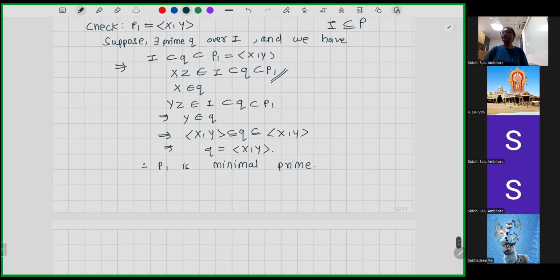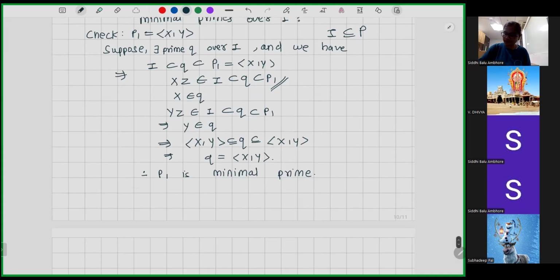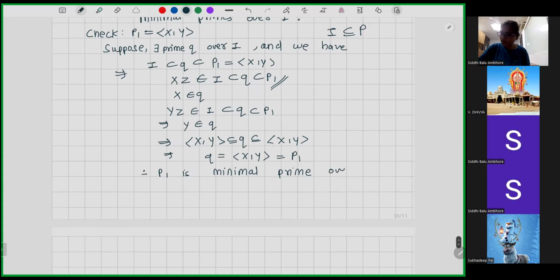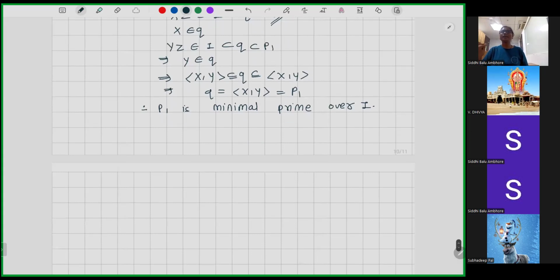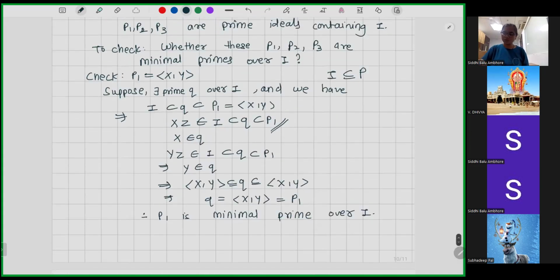And similarly for yz, we get y contained in Q. So the ideal generated by x and y is contained in Q. But Q is contained in P1, which is the ideal generated by x and y. So therefore this Q is in fact the ideal generated by x and y, which is P1. So therefore P1 is a minimal prime over I. Any doubts?